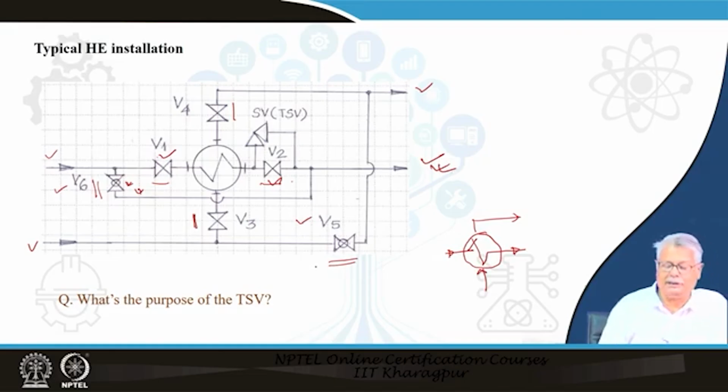The same thing is true in case of the shell side fluid also. For bypassing the shell side fluid, you have the globe valve set in here, and when you bypass, naturally you have to shut V3 and V4.